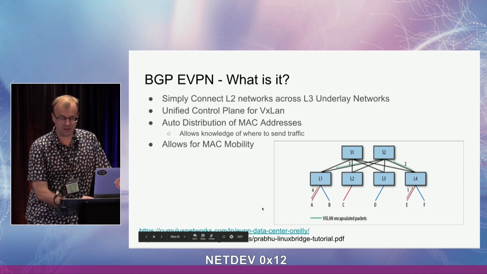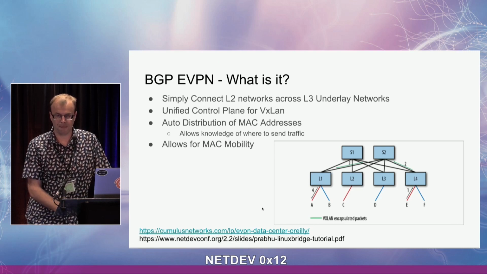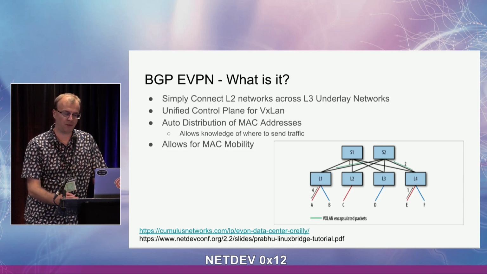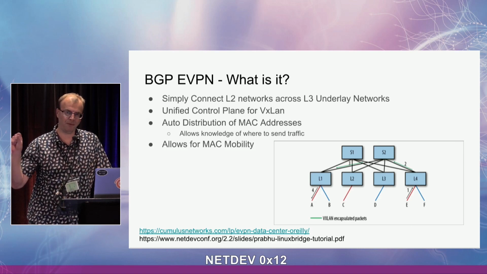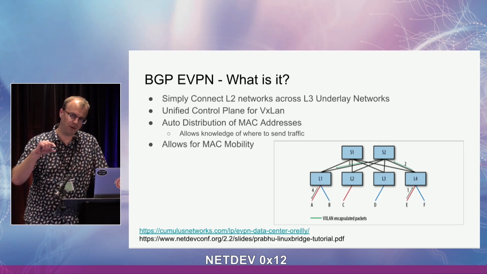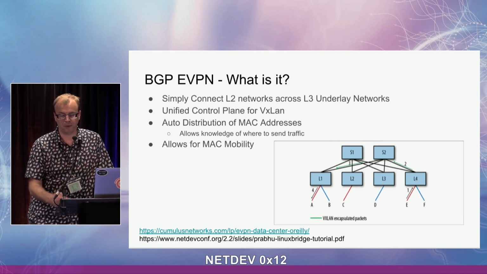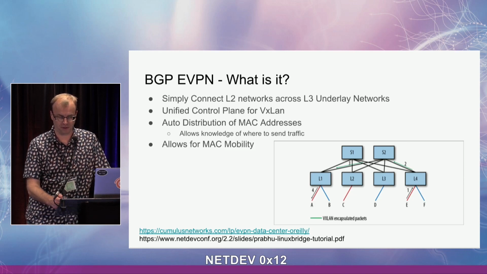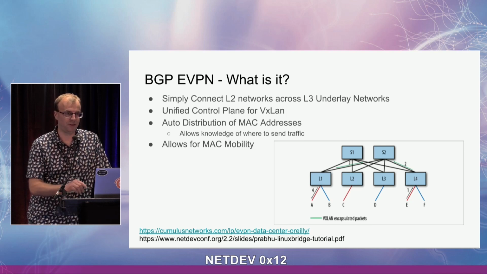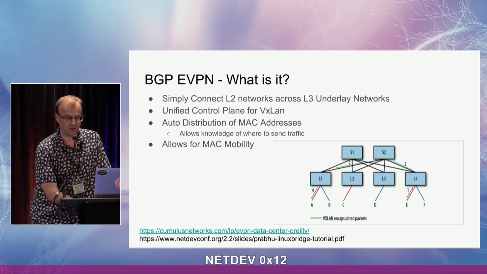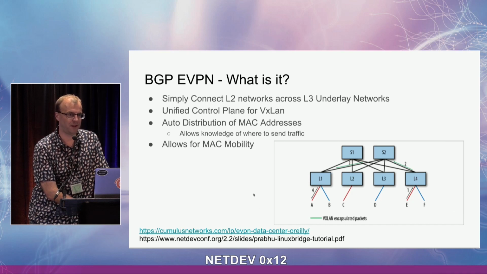There's an EVPN in the data center book that you can get for free. If you go to Cumulus Networks, you can sign up for it: you give your email and they'll give you a book for free. It's a really good book, and it really explains how EVPN works in the data center. Rupa also has her EVPN on Linux Bridge tutorial from a previous NetDev conference that I've linked here as well.